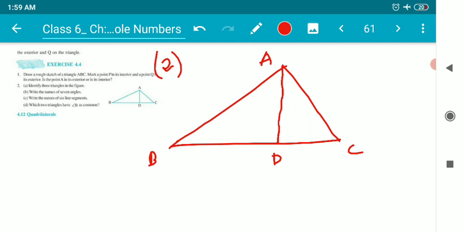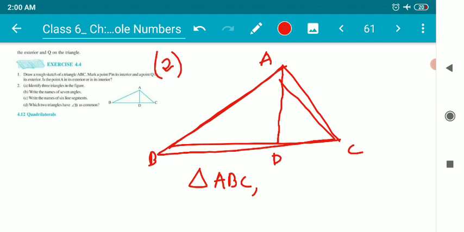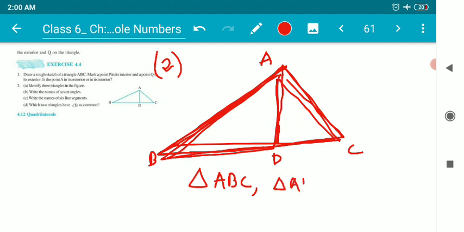Name of this triangle is ABCD, in which there are 3 triangles. As we can see, the first one is the bigger triangle ABC. Next one is this triangle ABD. Next one is triangle ADC. Triangle A, D, and C. So children, we have written all 3 triangles.